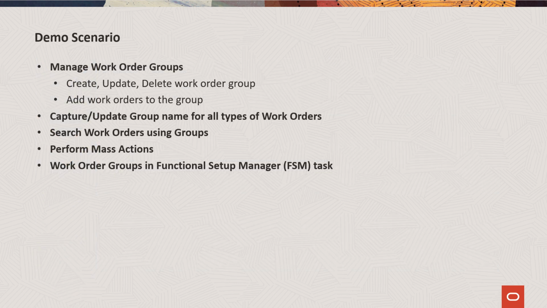In this demo, you can see the following. How to create, update, delete work order group, and add work orders to the group. Capture and update group name for all types of work orders. How to assign multiple work orders to groups as well as unassign them. How to search work orders using groups and perform mass actions. Also, check the work order groups in the Functional Setup Manager.